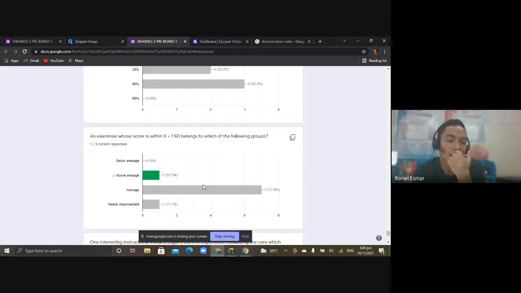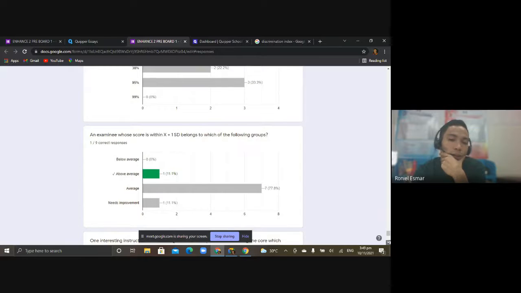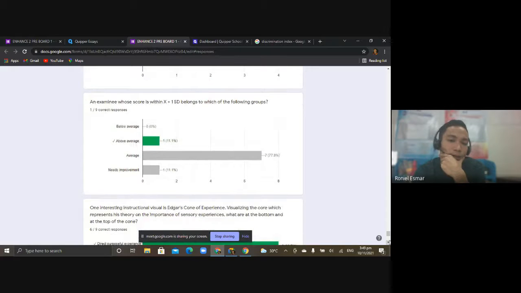If it's average, the majority of you answered average, then the standard score should be 0. No, because it falls in between the mean of the score distribution. So that's not the correct answer. It should be above average. Plus 1 is positive 1 standard deviation.